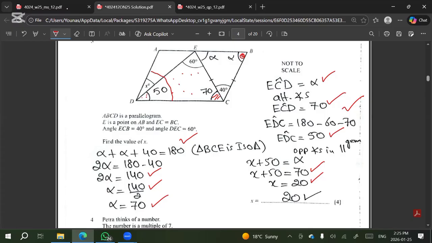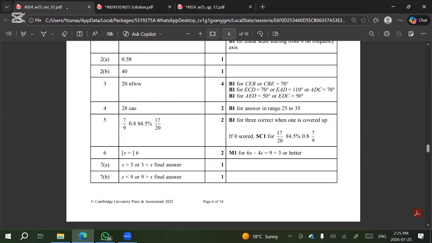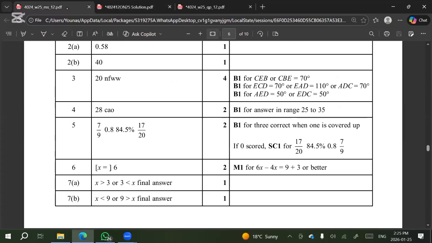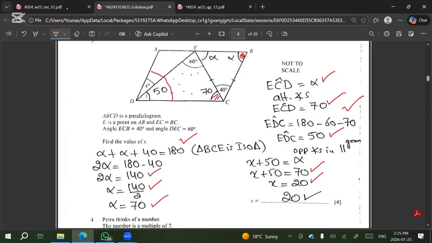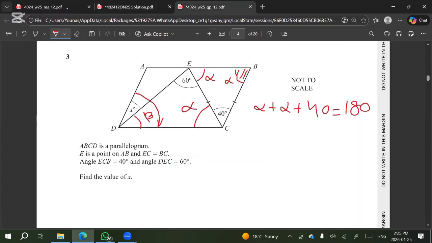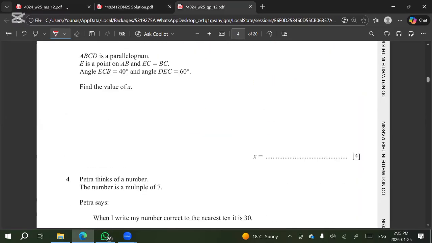This is a 4-mark question. So let's check the answer, sir. x is equal to 20. Question number 3, I hope you can see the answer. So question number 3, 20 is the answer, sir. So this is my solution. I hope you understand this. Okay. So this is how you do question number 3. So let's go to the next question. The next question is coming up on your screen.